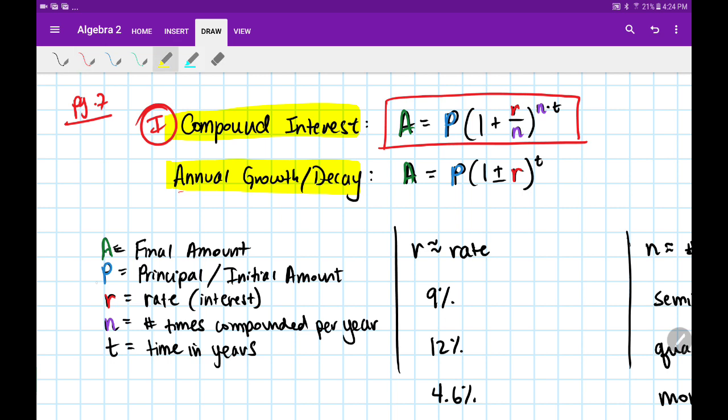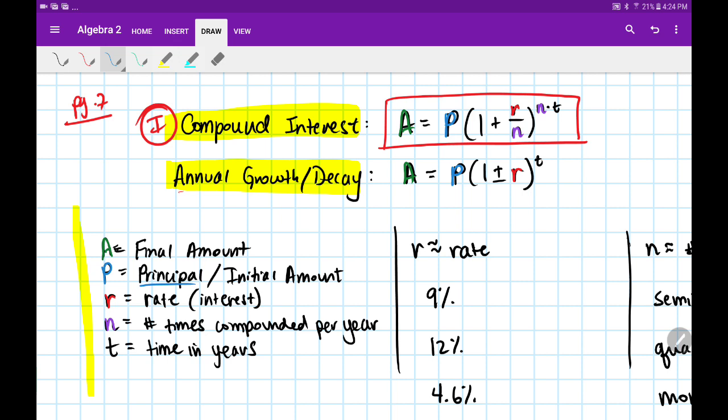So here's the information you need on the left side. A represents the final amount. So we're talking at the end of the growth period, how much money did you end up with? P means the principal. Principal is just a fancy way of saying your starting amount or your initial amount. R refers to the interest rate, the rate at which your money is growing.